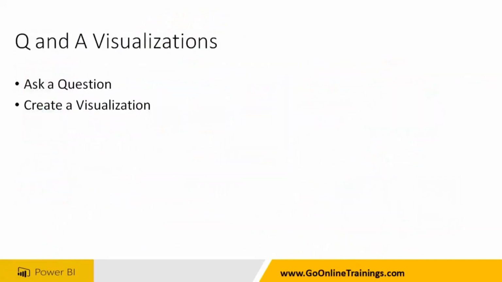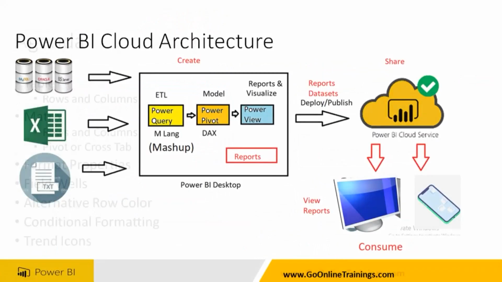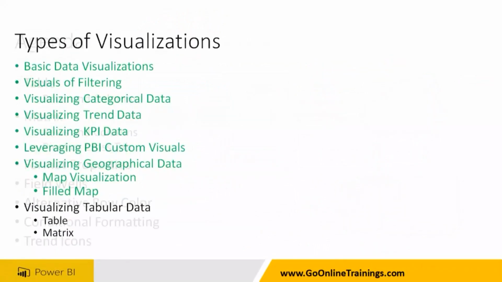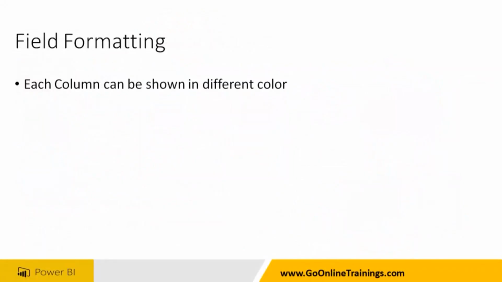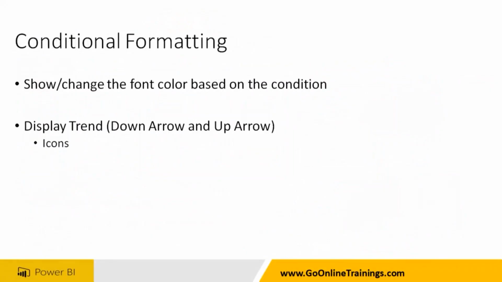With field formatting, each column can be shown in a different color, and a lot of other settings can be applied. That is what is called field formatting. Then the next one is conditional formatting. A very, very important interview question.